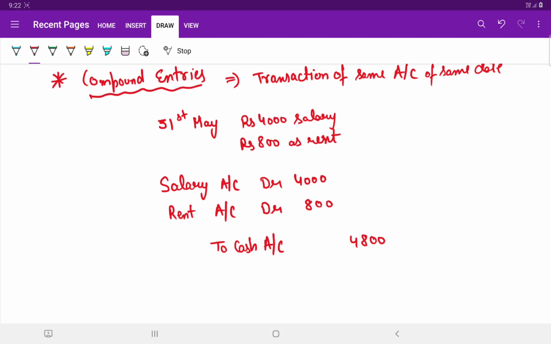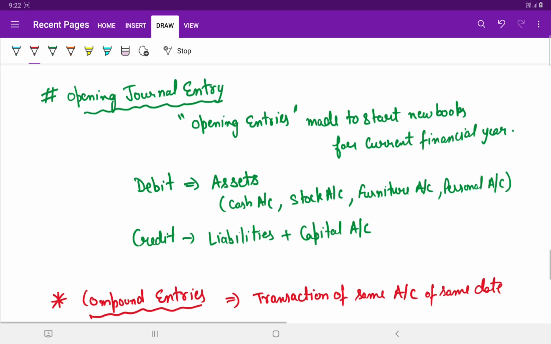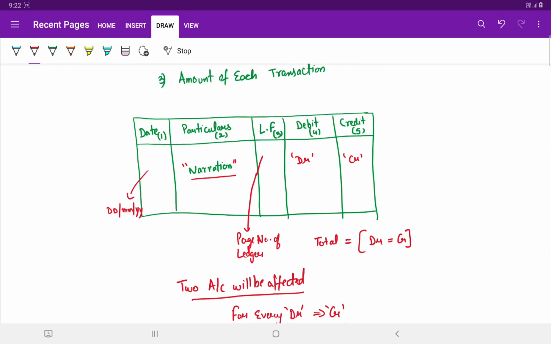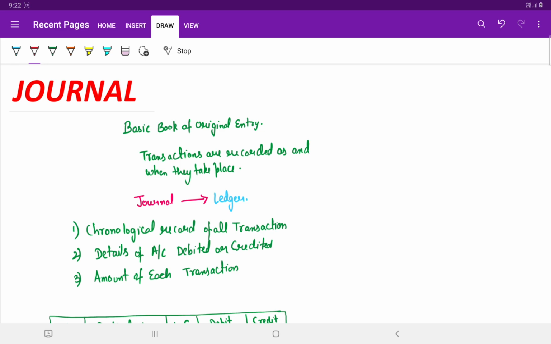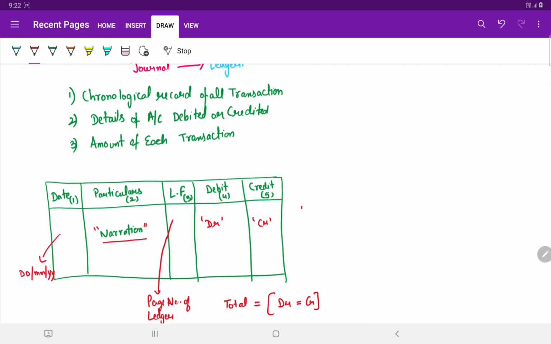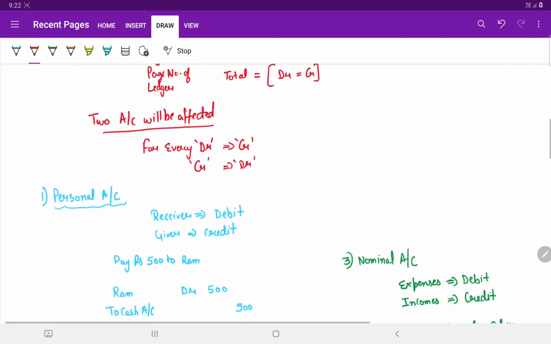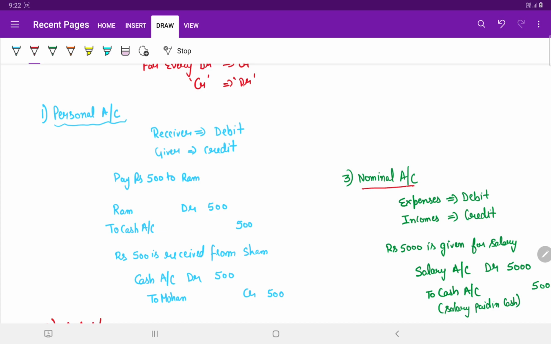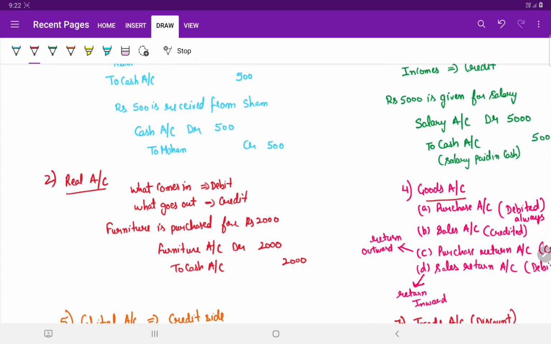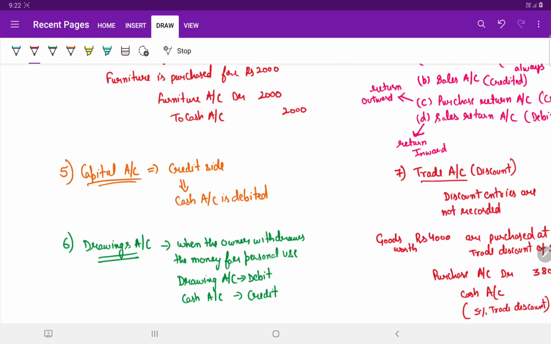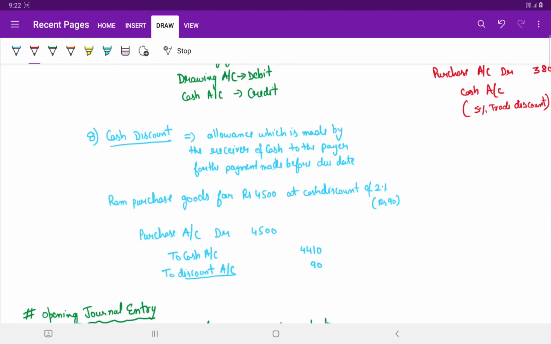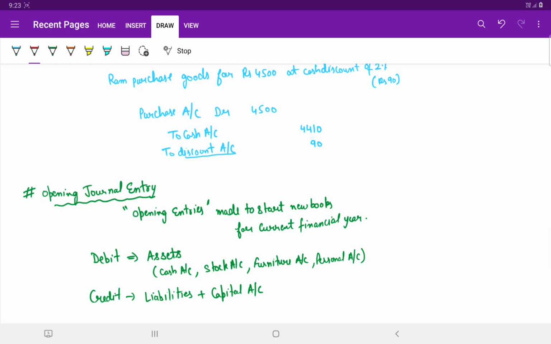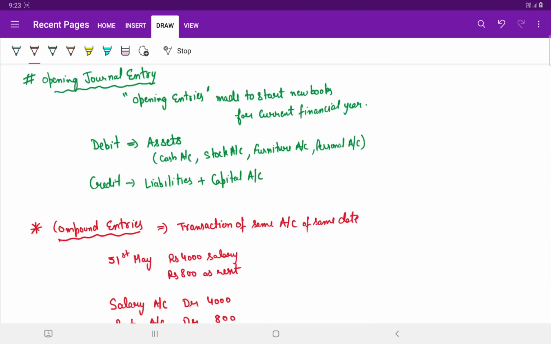So students, many examples are given in your books also, the illustrations. Try to solve them. These were all the aspects of a journal. We studied what a journal is and how the transactions are recorded. This is the basic format of the journal. We saw how the accounts will be affected: personal accounts, real accounts, nominal accounts, goods accounts, then the capital account, trade account, drawings account, cash discount, then how the journal entries are opened for the new books and how the compound entries are recorded.